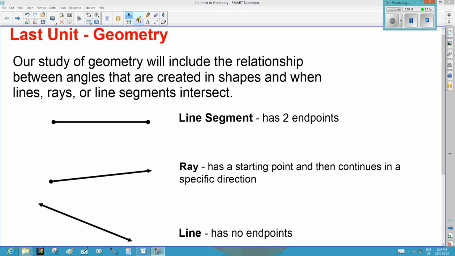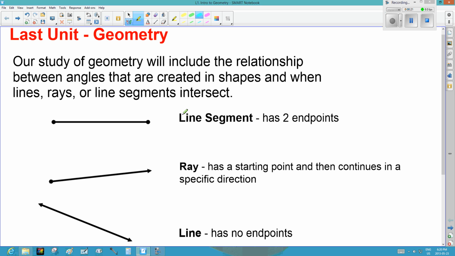So the first thing that we have to understand is what the difference is between line segments, rays, and lines. If you look at the definition of a line segment, it has two endpoints. What I want to draw your attention to is if you look right here and right here, we have dots. That means this is a line segment. It starts here, it ends here.